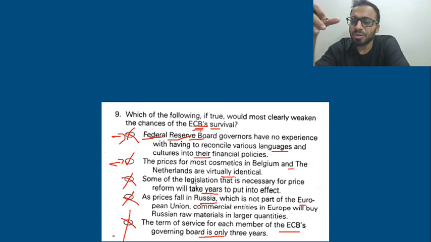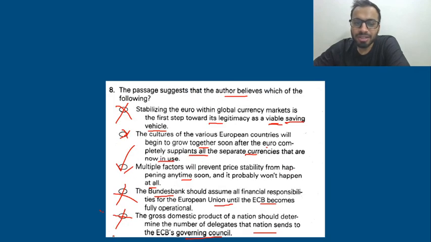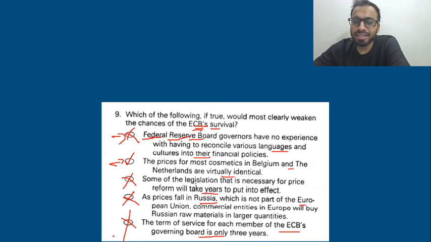So if this is true, then it weakens the chance, because then how will you change the price, how will you tweak the price, right? This is what you have to do. You have to stabilize everything. You have to bring everything in one line. So if their prices are virtually identical but the purchasing power is different, how do you rectify it? Right? So this is kind of ringing the bells in my head.